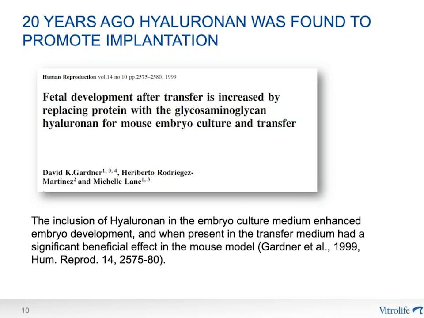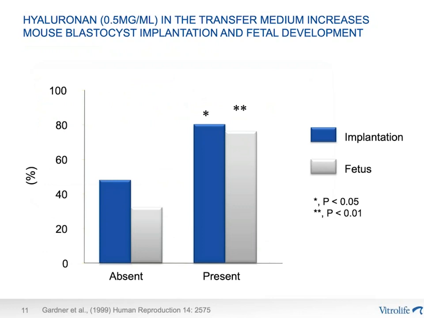Just as they would be in vivo, we found that in vitro, hyaluronan combined with albumin gave us the best embryo development. But it was when we did a series of embryo transfer experiments that we got a really pleasant surprise. When we transferred the mouse embryos in the presence of 0.5 mg per ml hyaluronan, we saw a dramatic and highly significant increase in implantation and fetal development. So really in 1999, we can say, was the birth of Embryoglue.